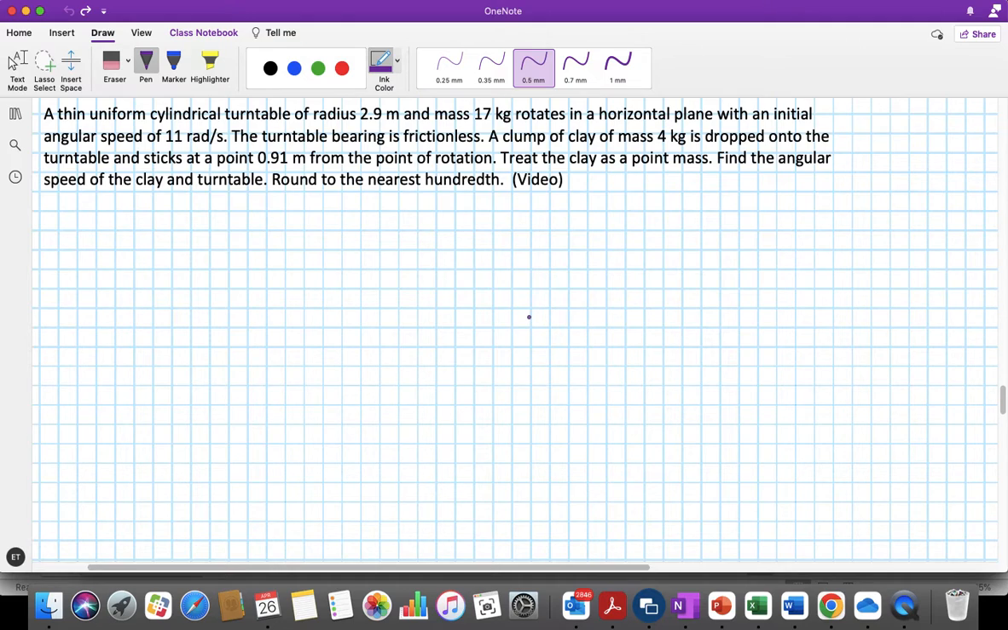This one says, a thin uniform cylindrical turntable of radius 2.9 meters and mass 17 kilograms rotates in a horizontal plane with an initial angular speed of 11 radians per second. The turntable bearing is frictionless. A clump of clay of mass 4 kilograms is dropped onto the turntable and sticks at a point 0.9 meters from the point of rotation. That would be the center. Treat the clay as a point mass. Find the angular speed of the clay and turntable. Round to the nearest hundredth.